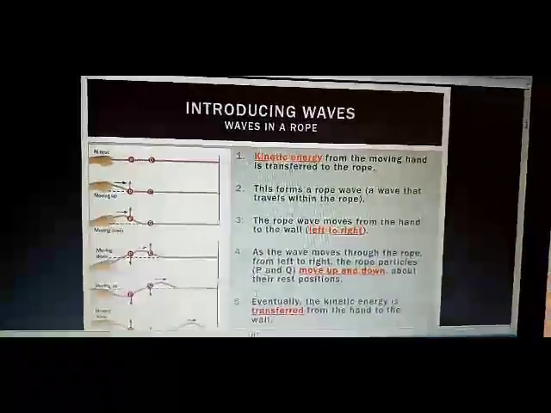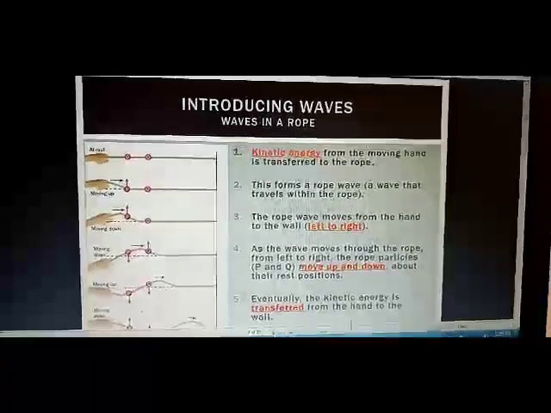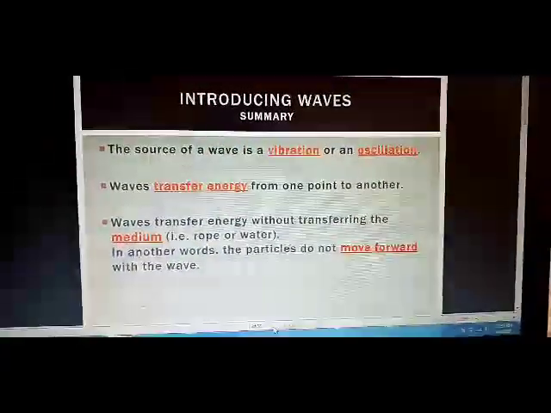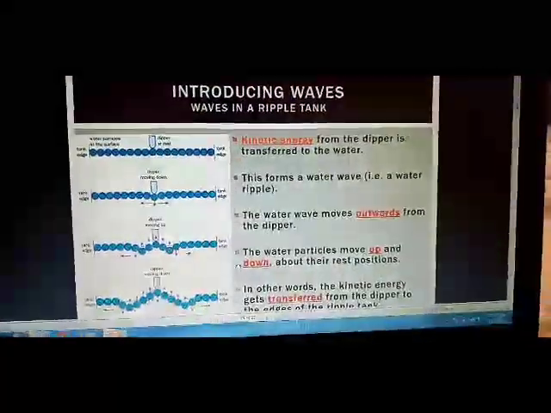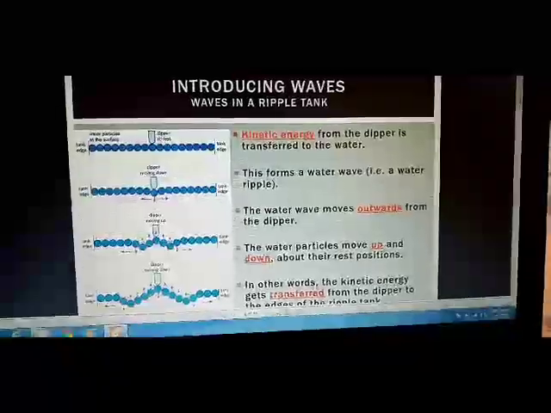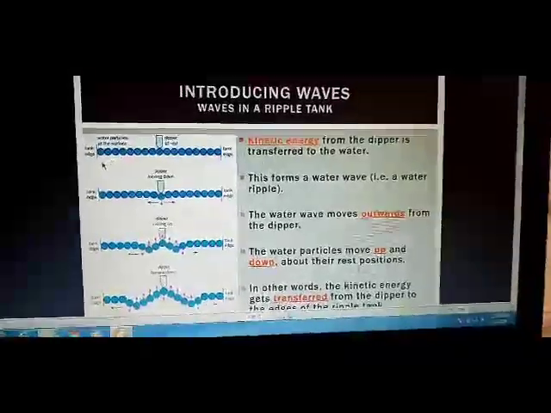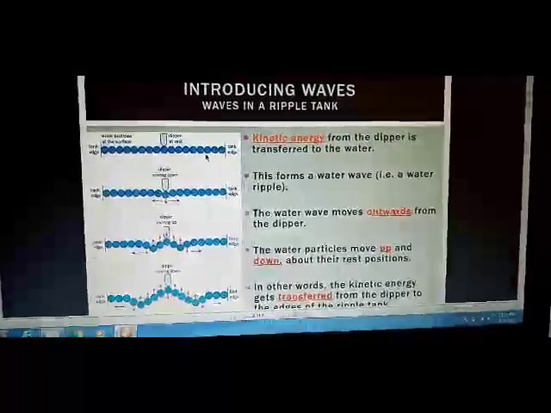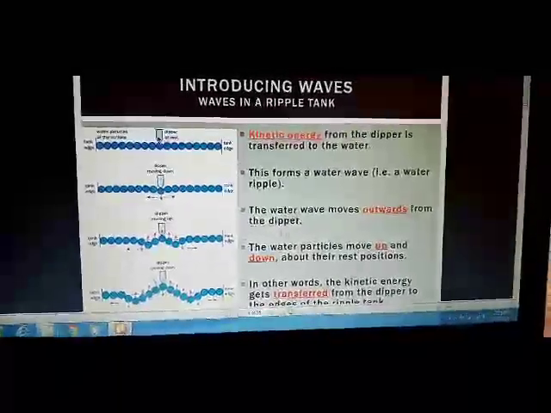Okay. Now next, in this slide you can see that there is a dipper. What is a dipper? It is a source to produce waves. When the dipper is at rest, no wave is produced. All the water particles are at rest. These blue balls are showing the water particles. This is a dipper. A dipper is any source which produces the waves.